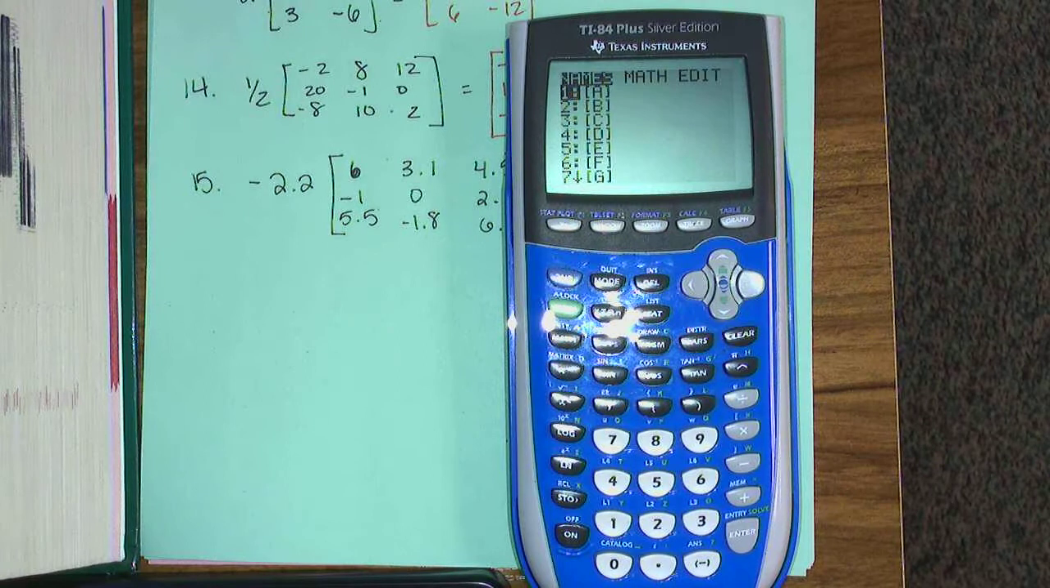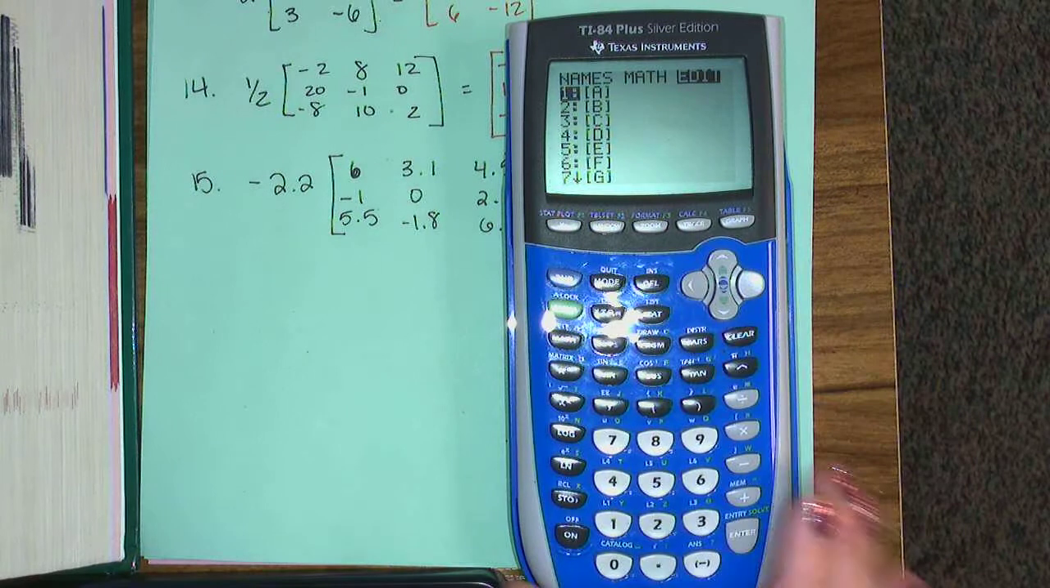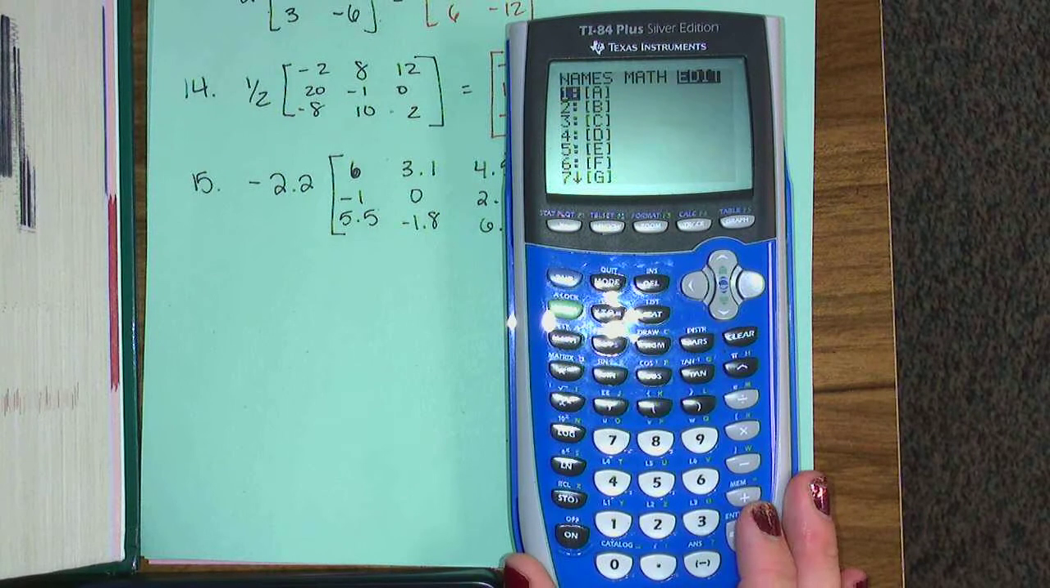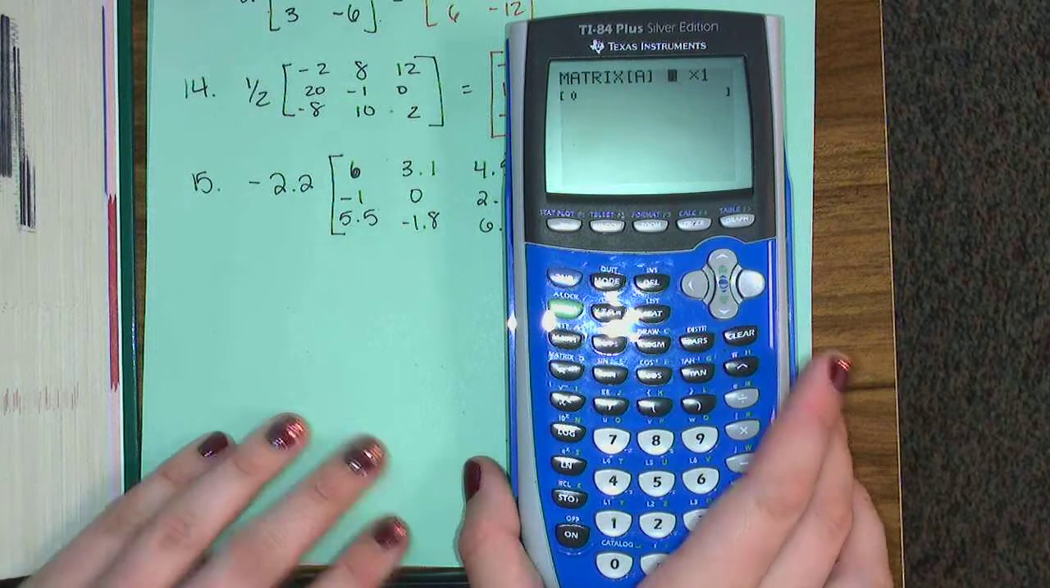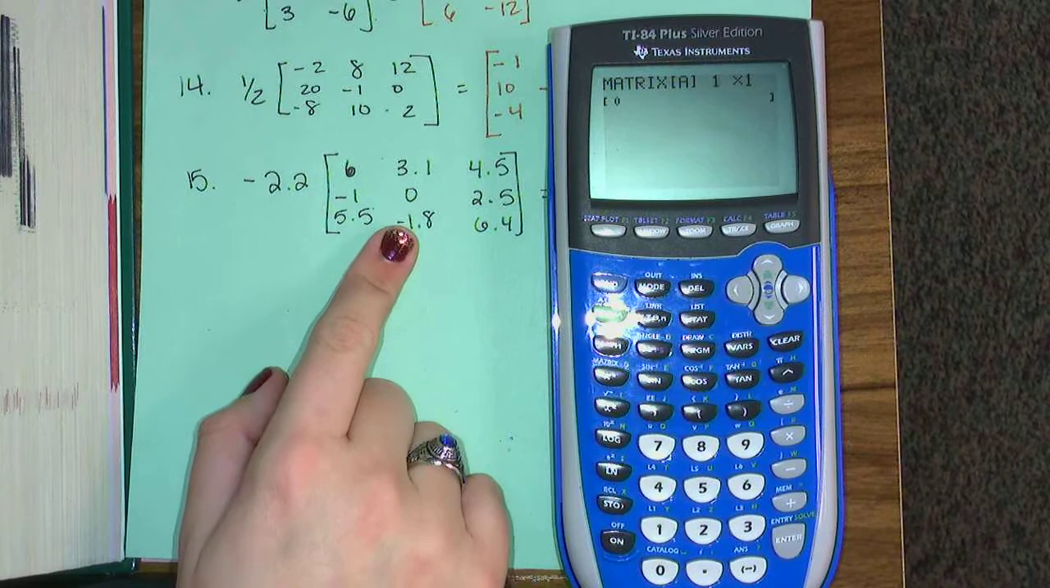Now, if you just hit A at the moment, it's just going to put whatever is in your calculator as that matrix, so don't hit that. You're going to go over to the edit button. So arrow over, pick a matrix. I'm just going to pick matrix A. Right now my matrix is set up as a 1 by 1 matrix. But what are my dimensions of this one?